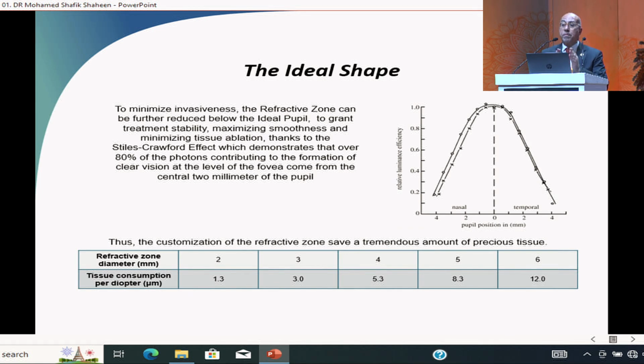You can do an optical zone of 2 or 3 millimeters because we have learned from the Stiles-Crawford effect that the most important zone for our vision is the 2 or 3 millimeters that reflects 80% of the vision.